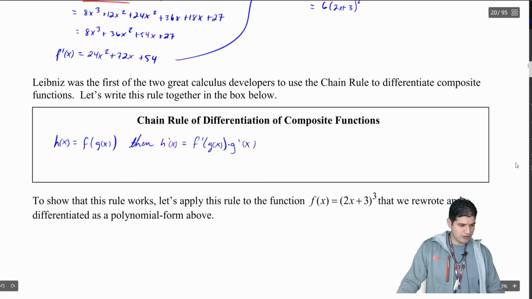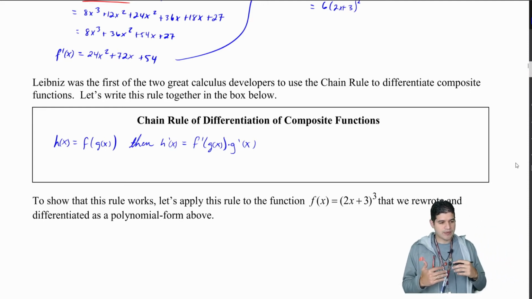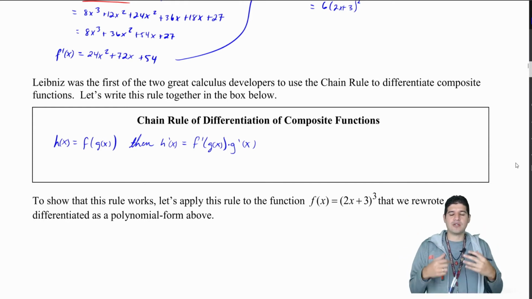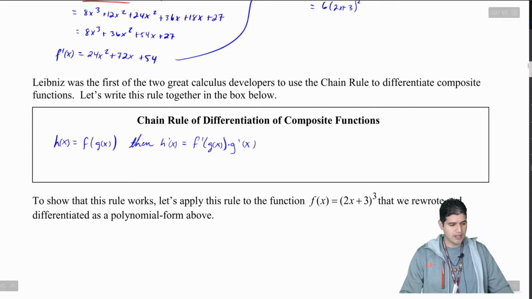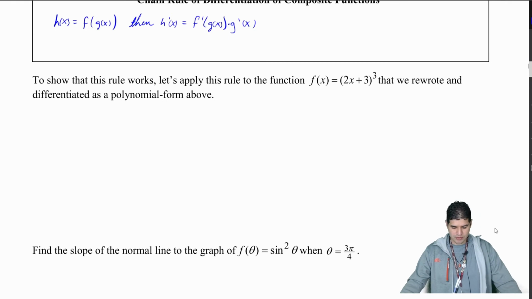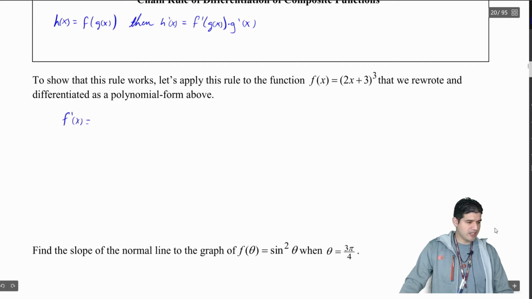So the way I said it is the way I always say it in my head. The derivative of the outer with the inner times the derivative of the inner function. And now we're going to go back to that function that we had above, and we're going to take that derivative. So go straight into it, f prime of x. What I'm going to do here is write out the outer part.